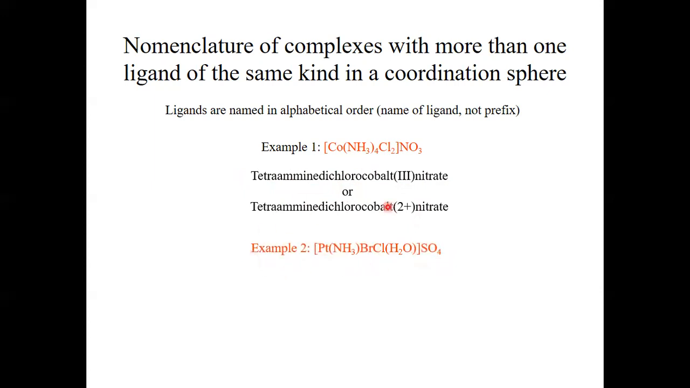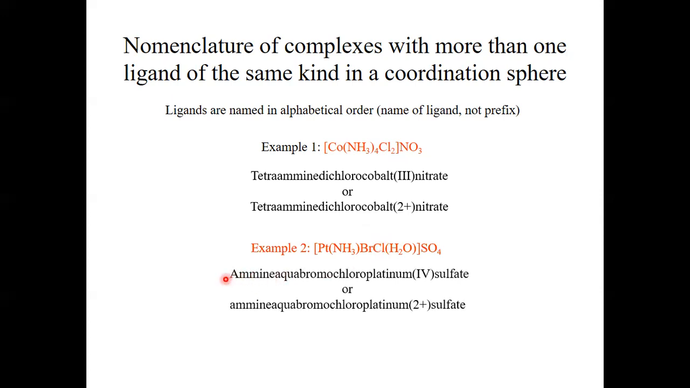So here is one more example in which we have even 4 different ligands: an amine ligand, a bromo ligand, a chloro ligand, and an aqua ligand. So the amine ligand comes first. Then there comes the aqua ligand. Next comes the bromo ligand and then the chloro ligand. So overall, this will be amine, aqua, bromo, chloro, platinum.